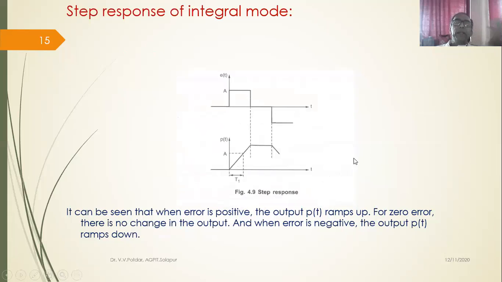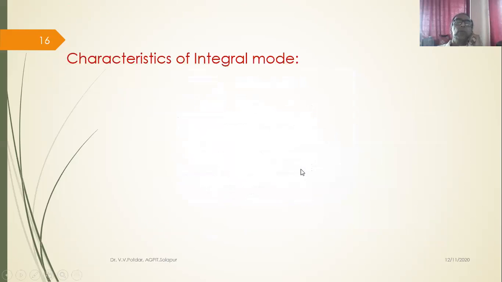Step response of the integral mode. When I am giving a step response, it gives me a straight line response. And we see that when the error is positive, the output P(t) ramps up. For zero error, there is no change in the output. And when the error is negative, the output ramps down. This is a positive error, output ramps up. For negative error, output ramps down.